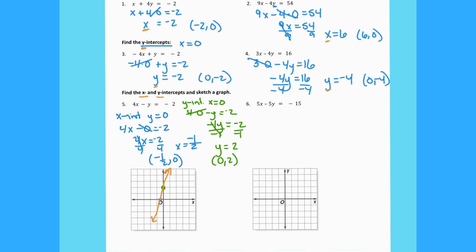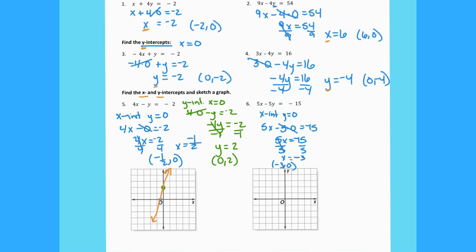And then we repeat for number 6. So we're going to find both the x and y. Let's start with the x-intercept. So we make the opposite letter 0. So 5x minus 5 times 0, replace the y with 0, is equal to negative 15. 5 times 0 is just 0, so that goes away. We have 5x equals negative 15. Divide both sides by the 5. And x equals negative 3. So then that's the ordered pair negative 3, 0.